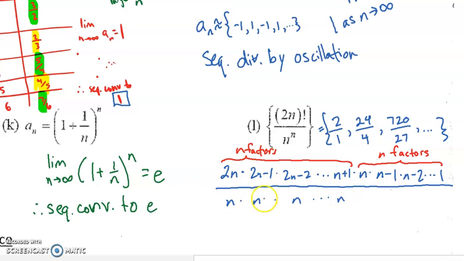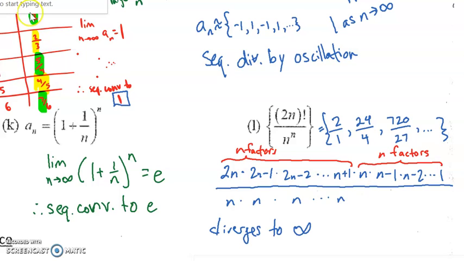Each one of these fractions is greater than 1, because the numerator of each of these is bigger than n. So bigger than 1 times bigger than 1 times bigger than 1, this thing is growing. And then we still have all these extra factors that are going to make this product grow even bigger. So this definitely diverges to infinity. Again, not a mathematically rigorous proof, but for the sake of this course, I would accept that.